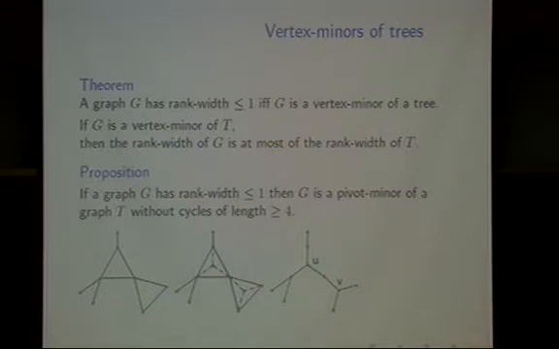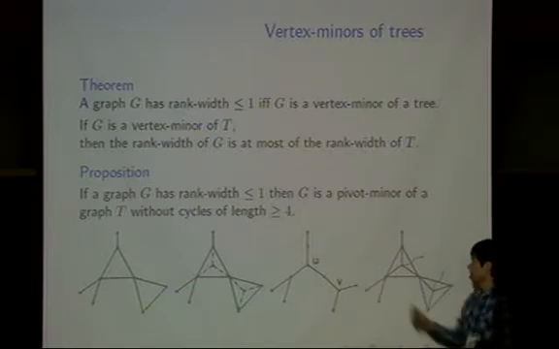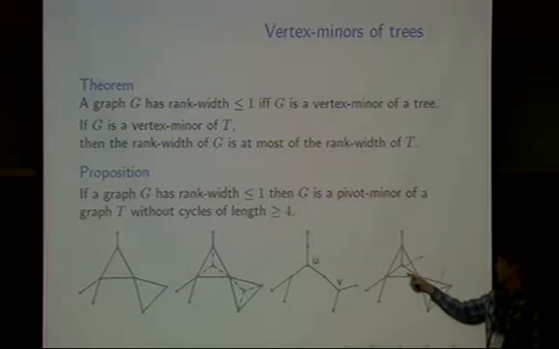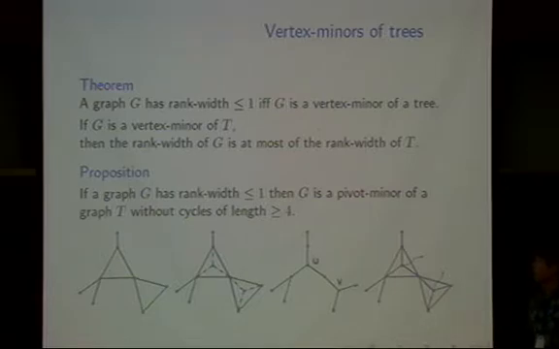And I claim that graph T is a vertex minor of this tree. You simply do local complementation on vertices U and V, then you get this triangle and this triangle. So if you delete the vertices U and V, then you get the graph T. This means that the proposition implies the theorem. So I want to prove the proposition.